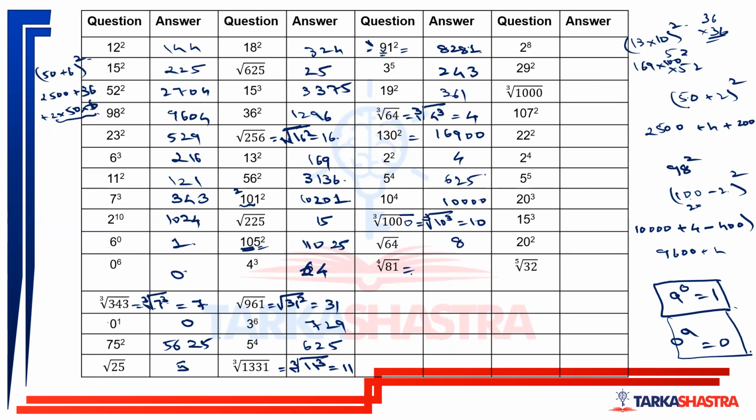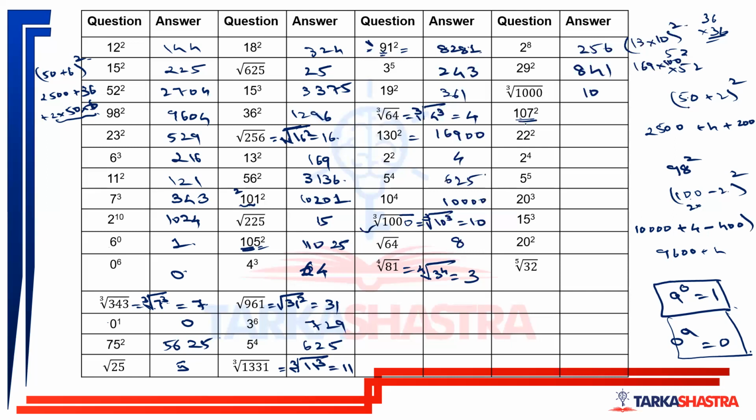The fourth root of 81 will be the fourth root of 3 raised to 4. 3 raised to 4 is 81, so the fourth root of 3 raised to 4 is 3. Then 2 raised to 8 is 256, already calculated. 29 square is 841. The cube root of 1000 we have already done, which is 10.